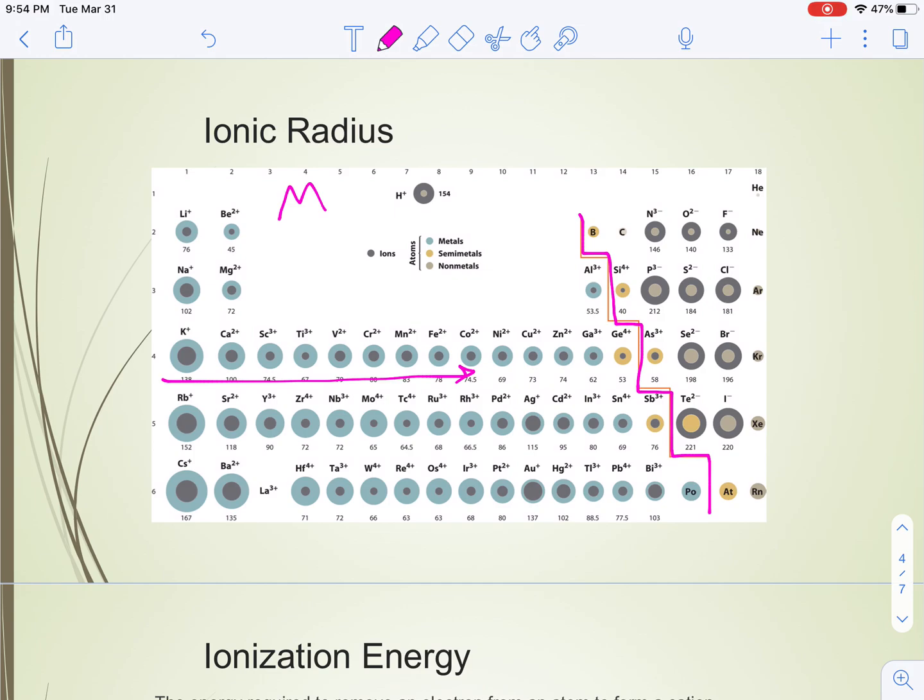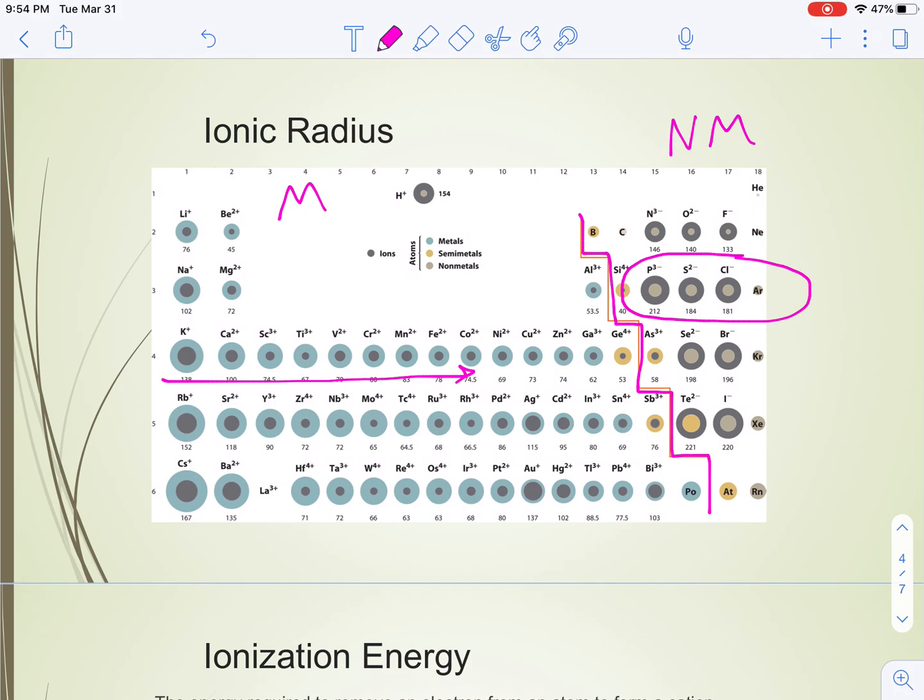But the opposite is actually true on the right-hand side. So it turns out that as we are gaining electrons, remember these are the nonmetals, and over here, as you gain more and more electrons, like if you look at these three, the trend is pretty clear.